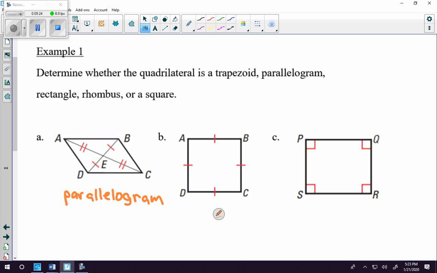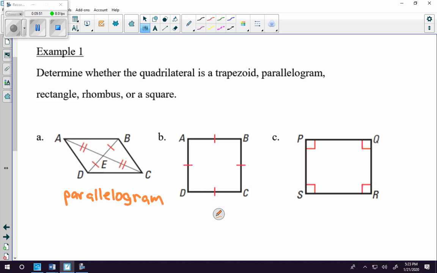They gave us that all four sides are congruent to each other. Well, which quadrilaterals does that hold true for? That holds true for a square and for a rhombus. So in a square and a rhombus, that holds true that all four sides are congruent. So now let's compare square and rhombus. Do we know if those four angles are right angles? They didn't give us any information on the angles.